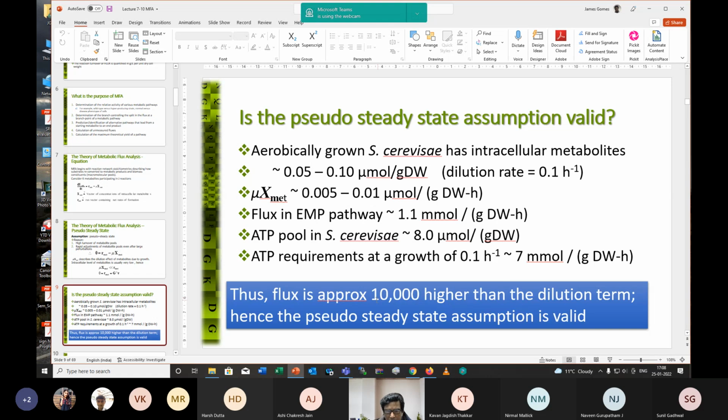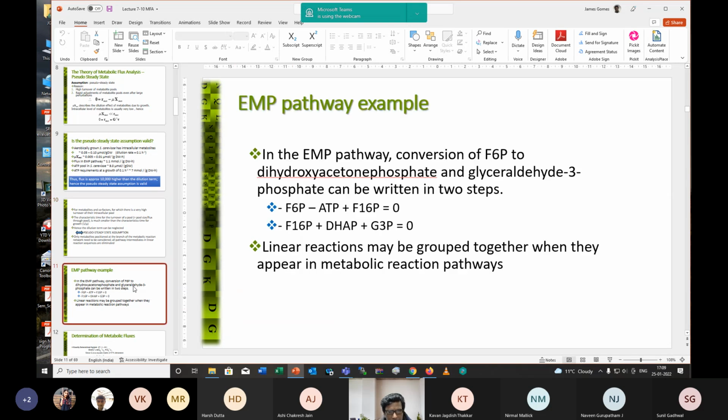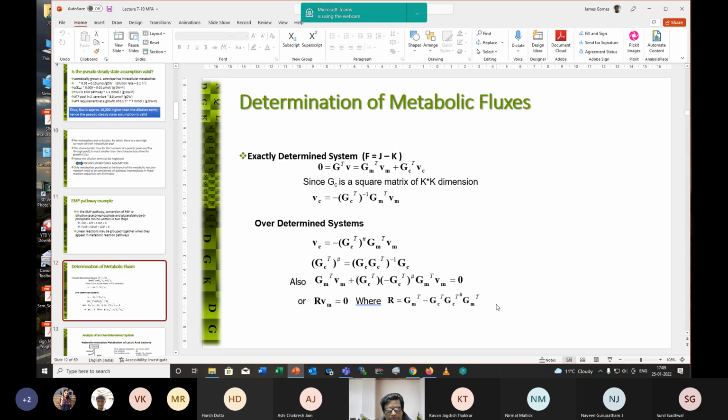You can see the micromoles that we see here. Compared to that, this is about 7 millimoles, so you can see immediately that it is in the order of 10,000 times higher. That makes the pseudo steady state assumption quite valid. Okay. Now, with that as a background, I had gone through this before also, so I'm going to start with this one now. So how do we determine the fluxes?